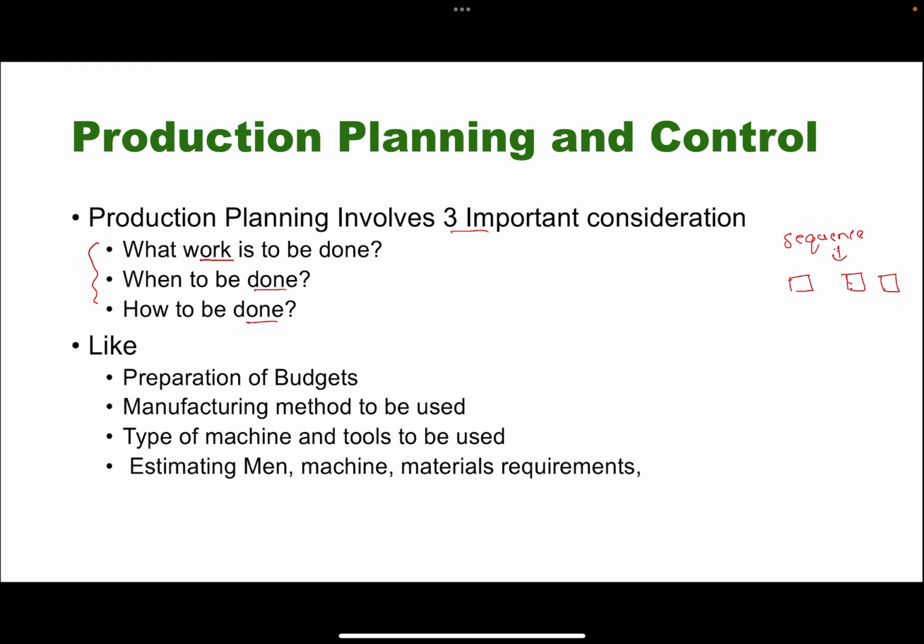So these include preparation of budgets, the manufacturing method to be used, the type of machines and tools to be used, and estimating man, machine, materials, etc. These all come under production planning. So this is not part of the control. It comes under production planning.